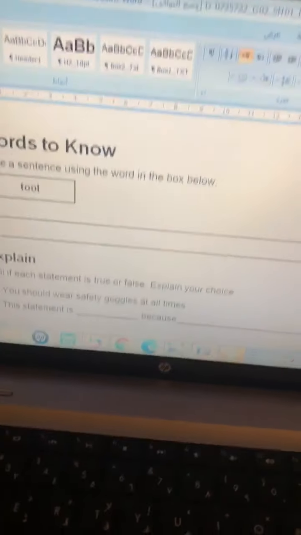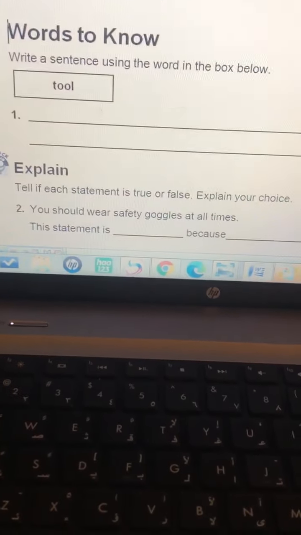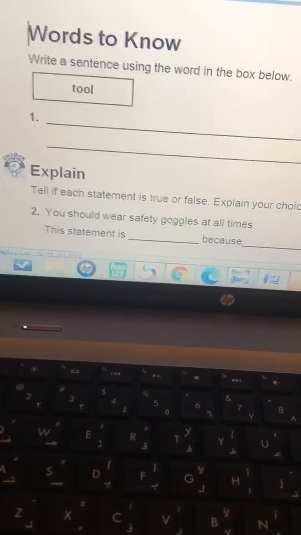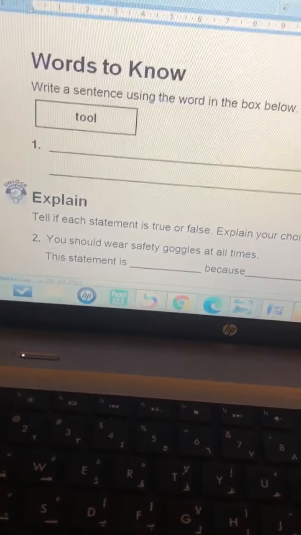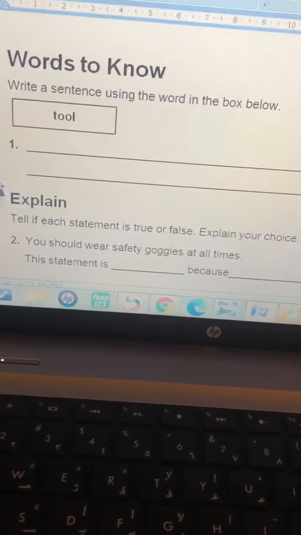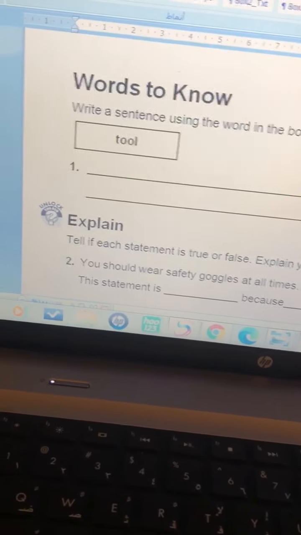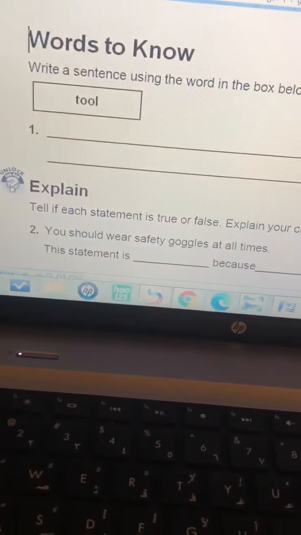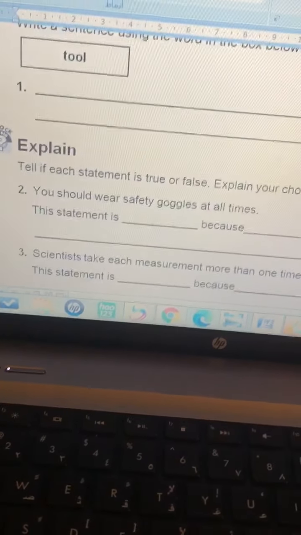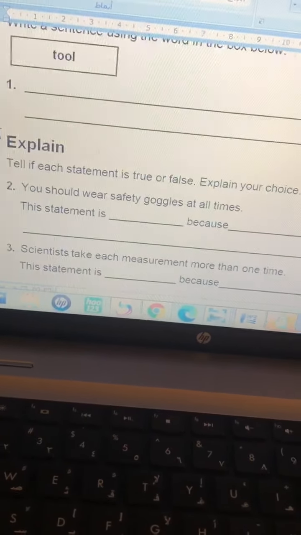So, what can we say? Okay. A tool is something that is used to do work. So we write here, a tool is something that is used to do work. Okay. Next question. Tell if each statement is true or false.